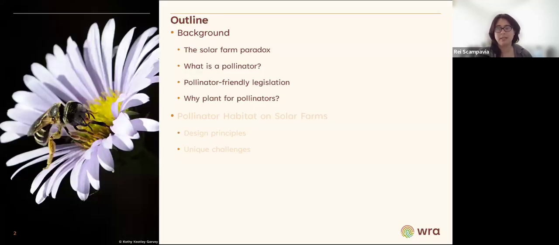First, I'm going to be talking about something that I call the solar farm paradox, which is trade-offs between the increasing utilization of solar energy with food production and environmental impacts. I'm then going to talk a little bit also about, for the purpose of this presentation, what exactly is a pollinator? What do they do? Who are they? Why are they important? And so on. And then I'm also going to talk a little bit about some of the trends in legislation that we've seen surrounding this pollinator habitat on solar farms and some of the benefits of planting pollinator habitat on these solar farms.